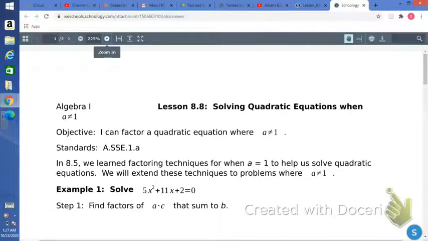Alright class, we're going to start lesson 8.8 here today, and this is going to be on solving quadratic equations when our a does not equal 1.